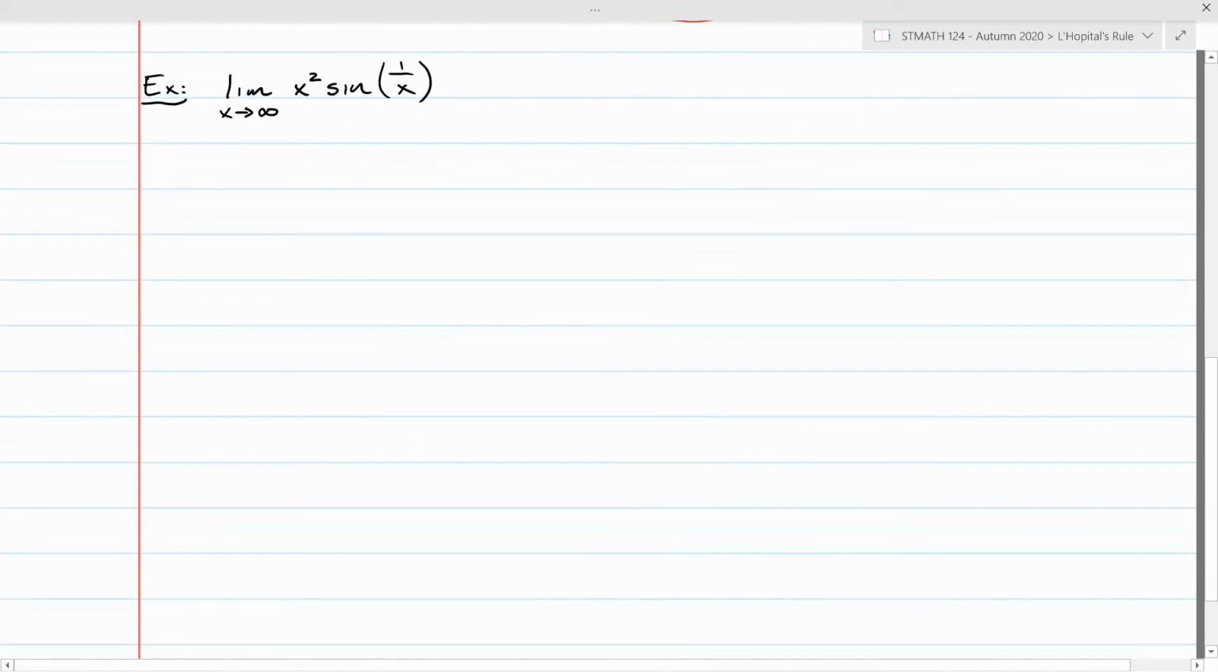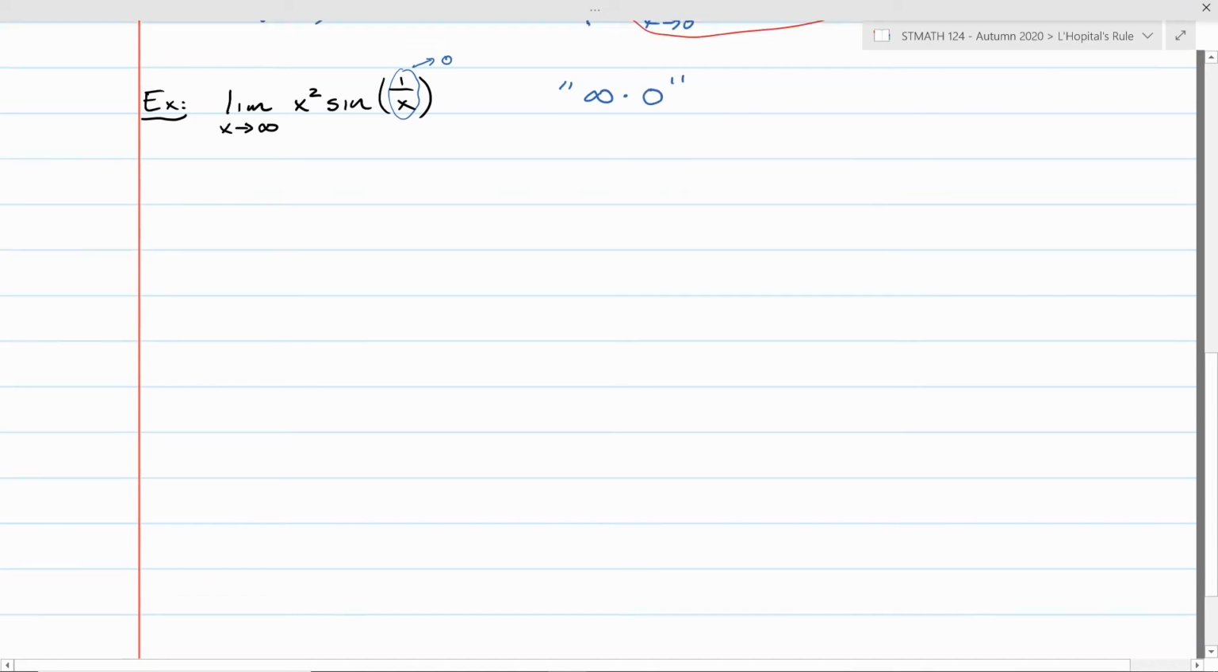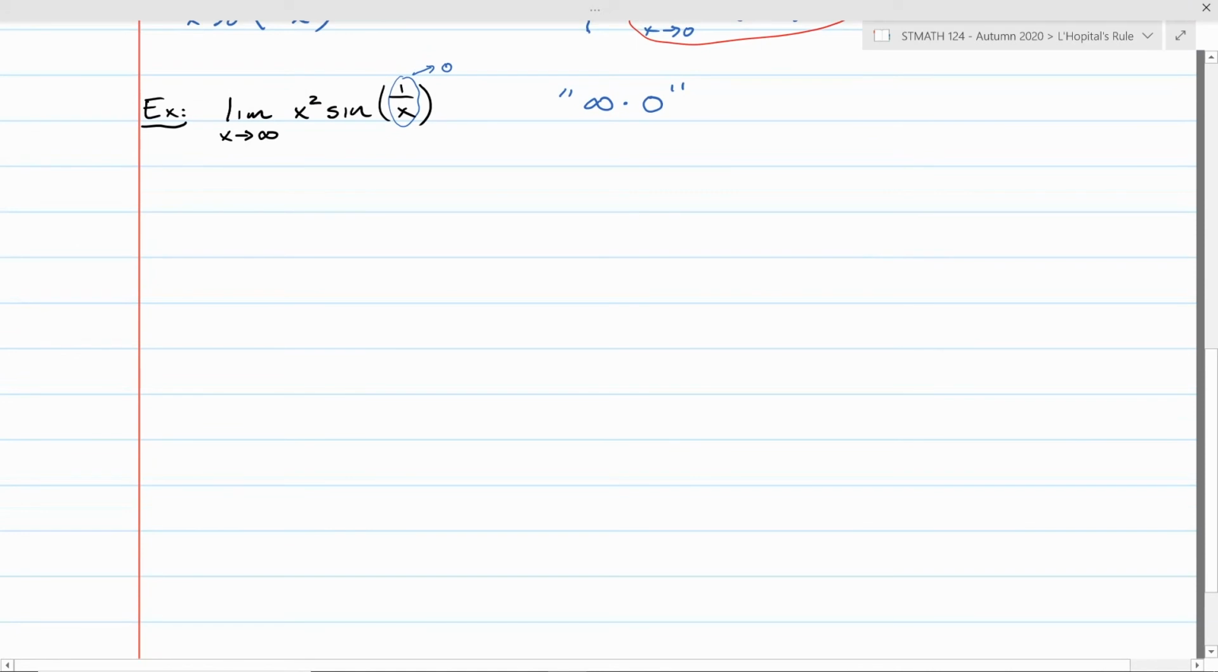So I've got limit of x squared times sine of 1 over x. When you try to do a direct substitution here, well, you can't really direct substitute, but x is going to infinity, right? So that first factor of x squared is certainly going to infinity. And then what's going on with that sine of 1 over x? Well, the 1 over x itself is going to 0, right? This 1 over x here, that goes to 0 as x goes to infinity. And then sine of 0 is equal to 0, so that whole second factor is going to 0 in the limit. So this is an infinity times 0 indeterminate form.